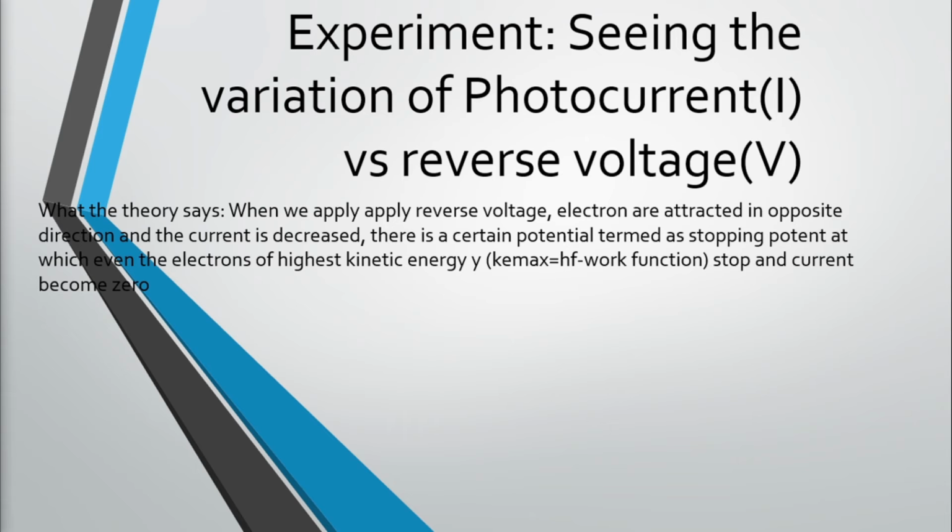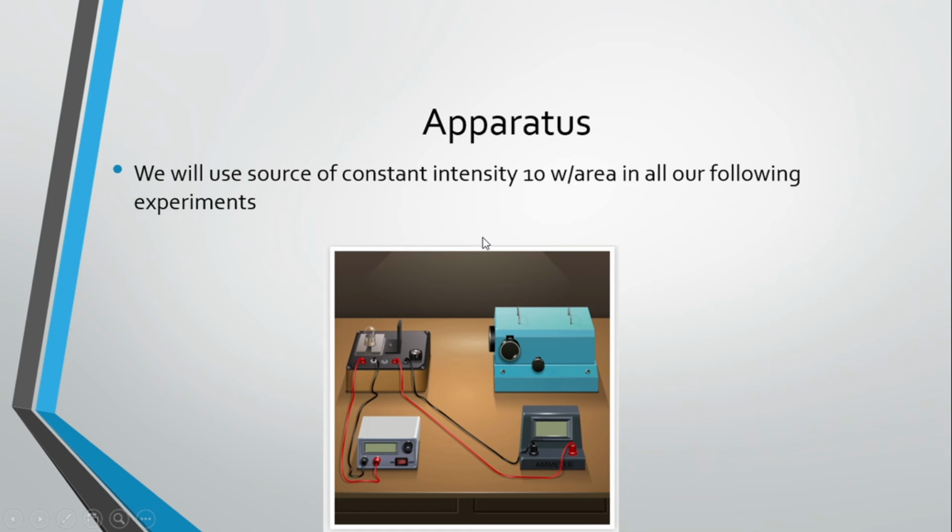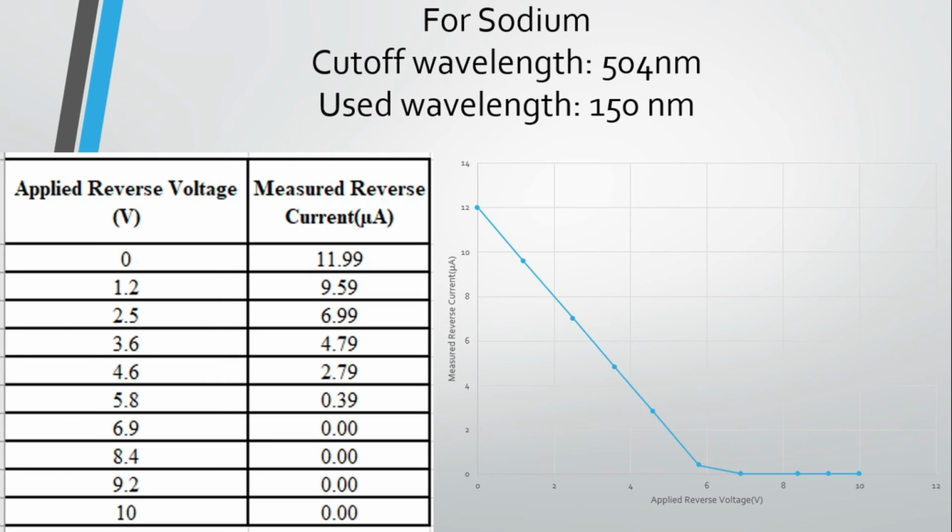There is a certain potential, termed the stopping potential, at which even the electron of highest kinetic energy, given by Ke max equal to hf minus work function, is stopped, and the current becomes zero. Here is the apparatus. We will see it in more detail in the demonstration. We will use a source of constant intensity, 10 watt per meter square, in all our following experiments.